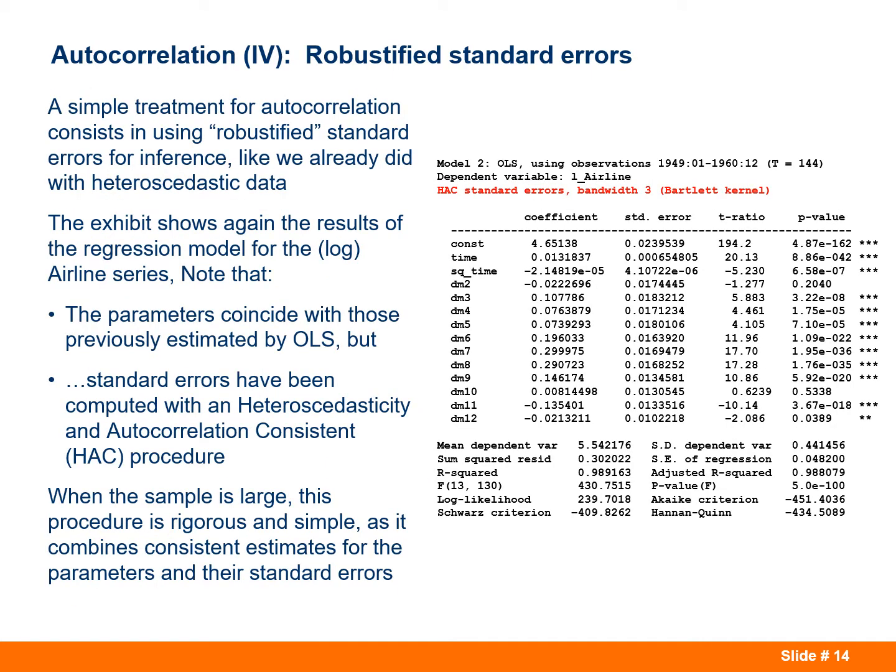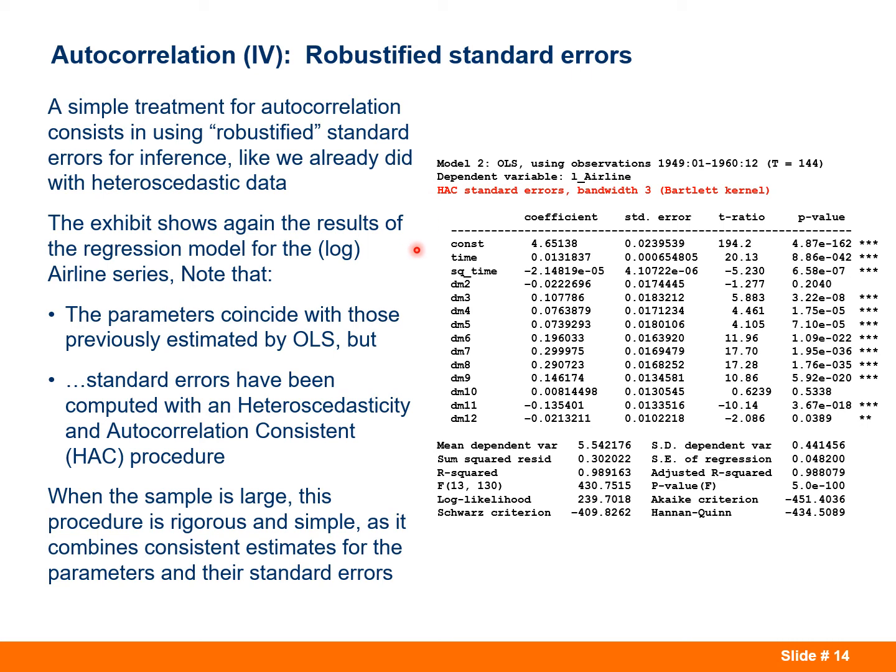Even if we have some autocorrelation in the errors, OLS estimates have good properties, as they continue being unbiased and consistent. Therefore, a simple treatment for autocorrelation would consist in using robustified standard errors. In this case, we are estimating again the model for the airline passenger series. These are the OLS estimates. They coincide with those in a previous slide. And these standard errors have been adjusted for autocorrelation, non-normality, and heteroscedasticity. This is noted by this message here. HAC means heteroscedasticity and autocorrelation consistent standard errors.